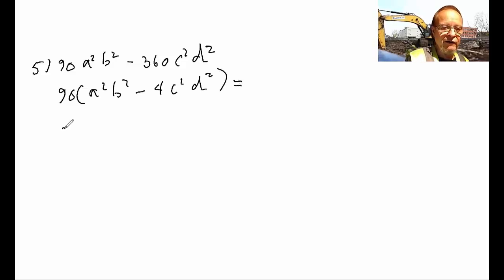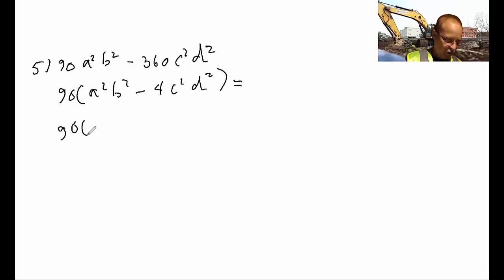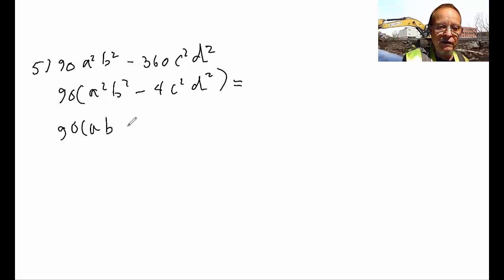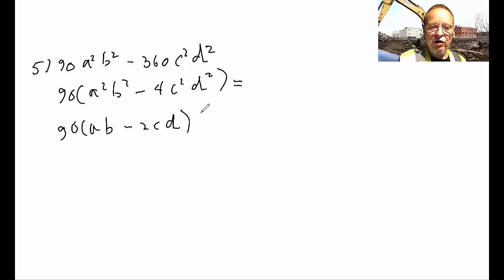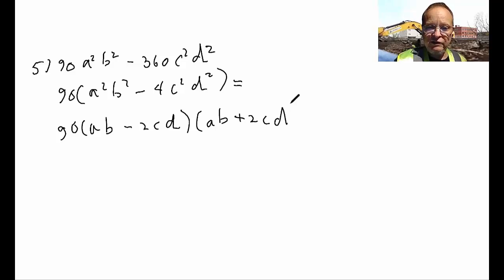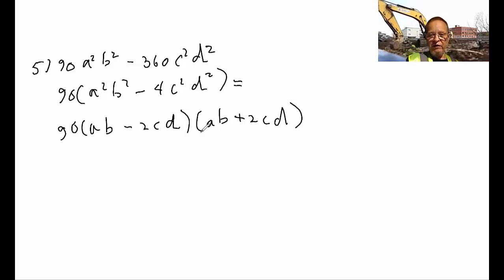So I get 90 that I already factored out, and then I have ab minus 2cd, and then I'll do the other one, ab plus 2cd. Now, of course, we can check that by multiplying, and we will finally get that. So I can just do a quick check.